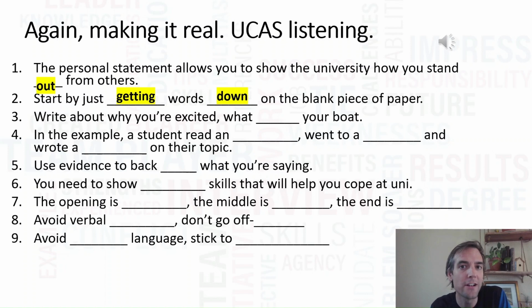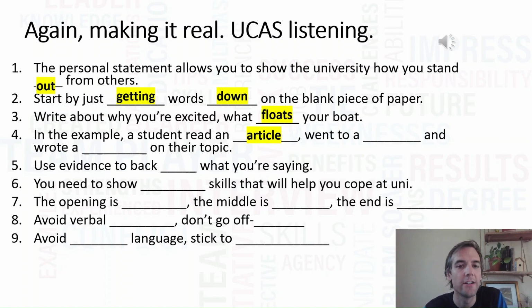Make it something you're passionate about. The more passionate you are about it, the better it will come across in your writing. What floats your boat? Which means what excites you. It's a nice little expression. Then we're thinking about why you're excited again. So you read an article on this topic which made you interested. It made you interested in working at a summer camp, for example. That's a common one, a job at a summer camp.